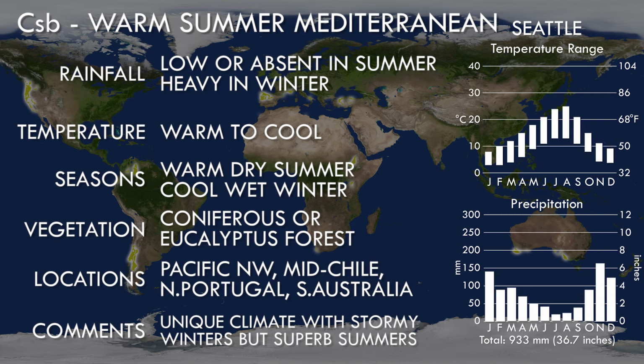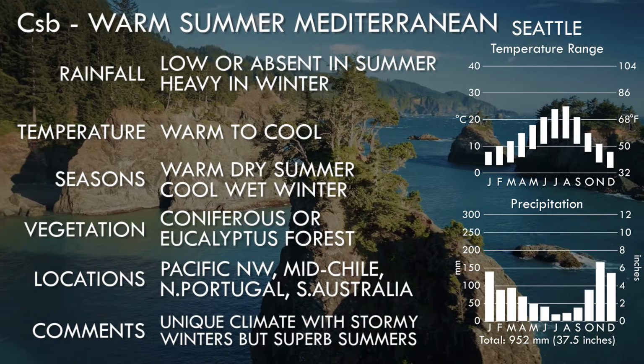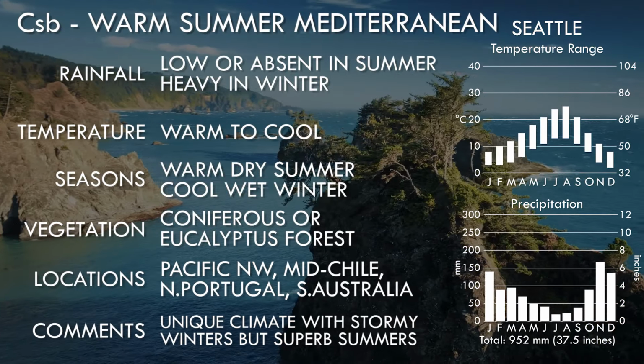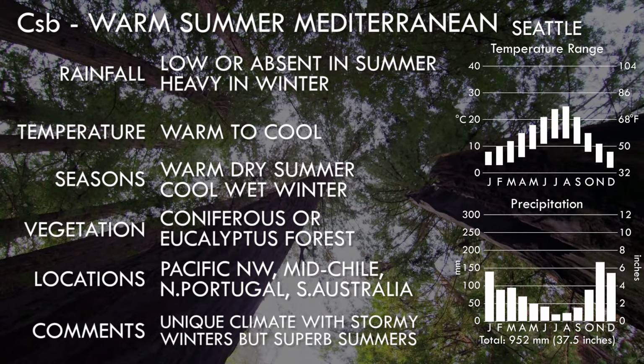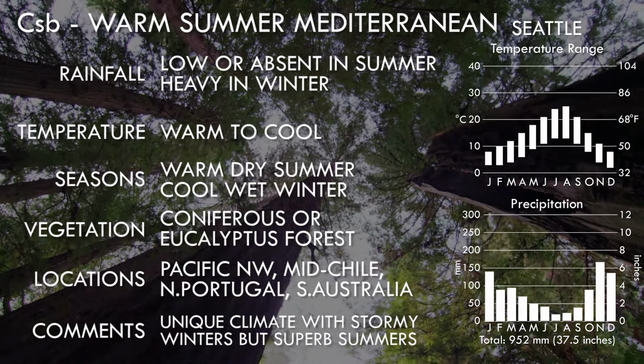CSB, warm summer Mediterranean. Always lying above their CSA siblings on the continental western coasts, these areas have warm dry summers instead of hot and usually even heavier rainfall in winter. With less harsh summers, natural vegetation is usually in the form of coniferous forest, including the redwoods and sequoias of California, the tallest in the world.